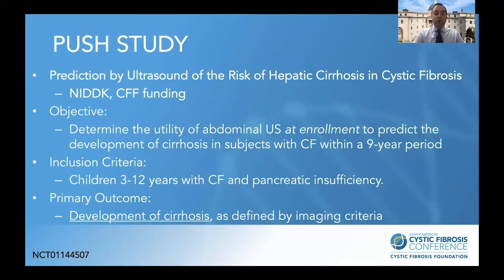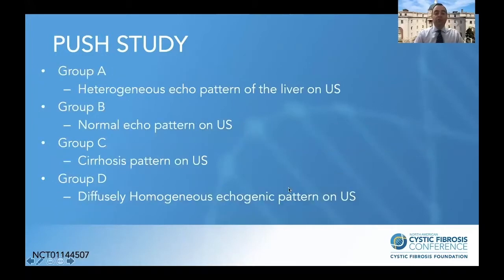Children aged 3 to 12 years with CF and pancreatic insufficiency have been included, and the primary outcome is the development of cirrhosis, as defined in this case by imaging criteria. The PUSH study seeks to enroll, and has been following, patients in 4 different categories: those with a heterogeneous echogenicity pattern on the liver, those with a normal echogenic pattern on the ultrasound, those with cirrhosis on ultrasound, and those with a diffusely homogeneous echogenic pattern on ultrasound, so 4 groups.